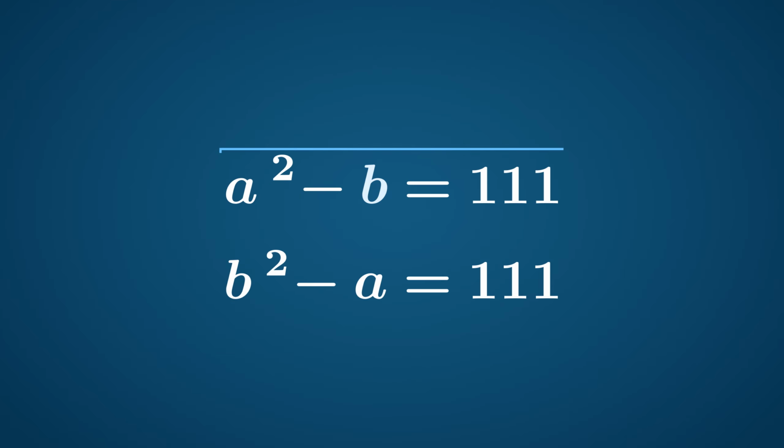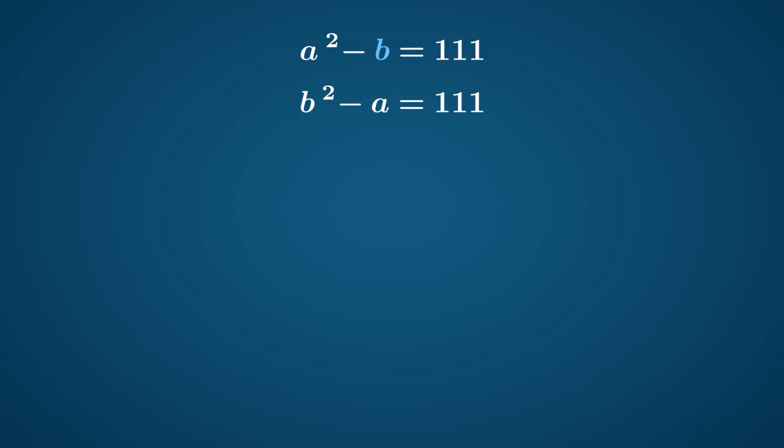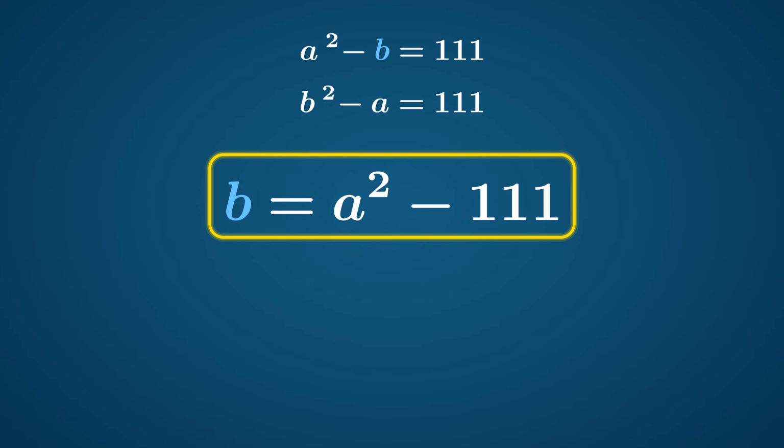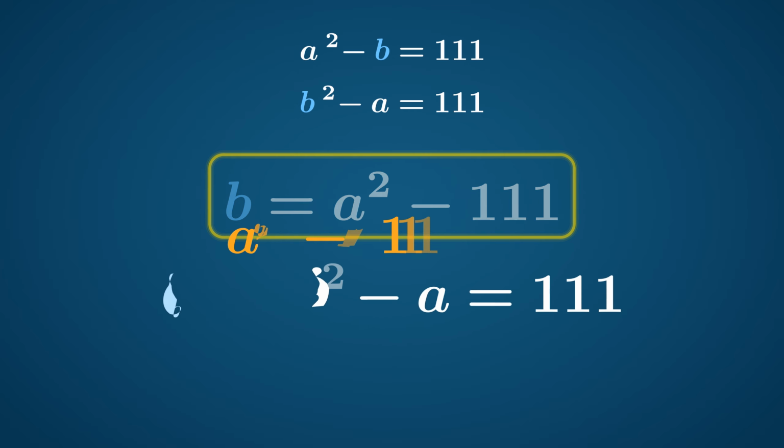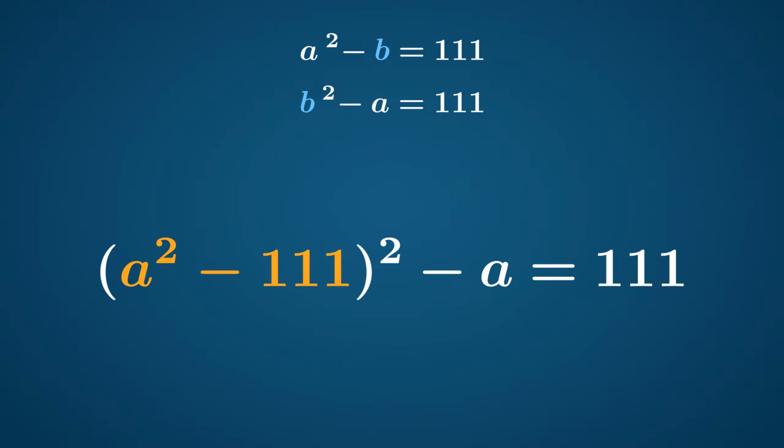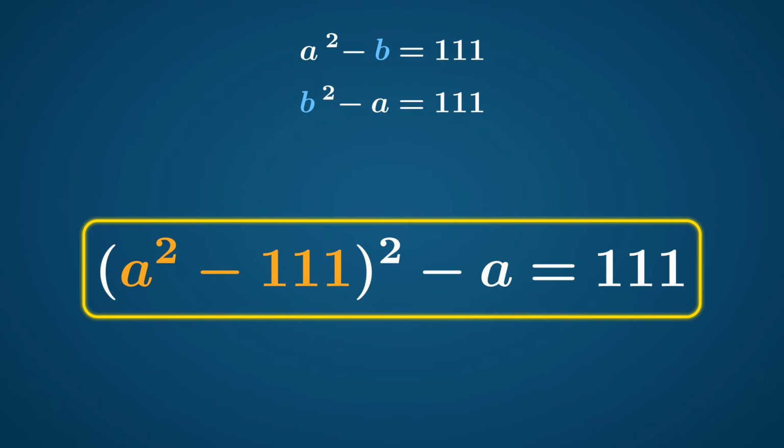The first equation hands us b directly. If a squared minus b equals 111, then b equals a squared minus 111. So we take that expression for b and substitute it into the second equation. The second equation says b squared minus a equals 111. Replacing b, it becomes the quantity a squared minus 111 all squared minus a equals 111.